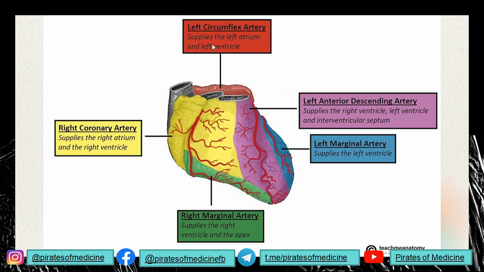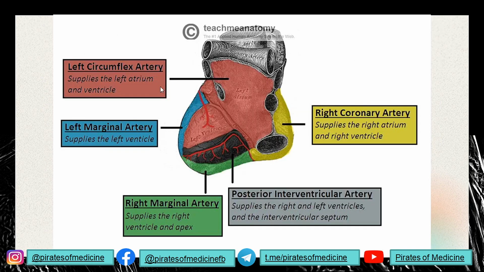The left circumflex artery supplies the left atrium and the left ventricle. The left anterior descending artery supplies the right ventricle, left ventricle and interventricular septum. The left marginal artery supplies the left ventricle. The right marginal artery supplies the right ventricle and the apex of the heart. The right coronary artery supplies the right atrium and the right ventricle.